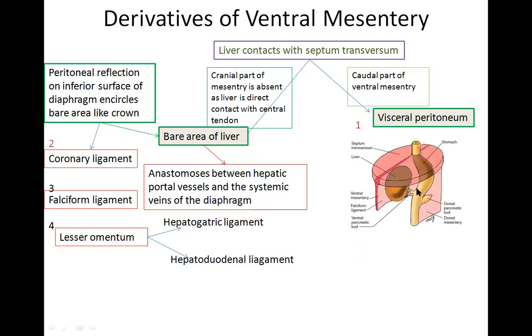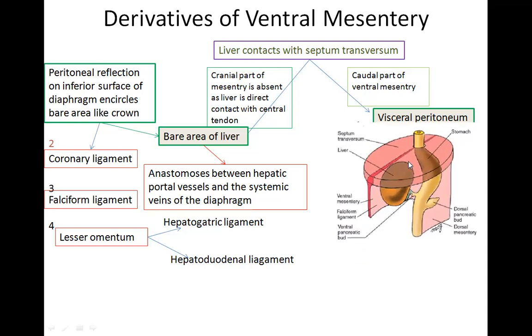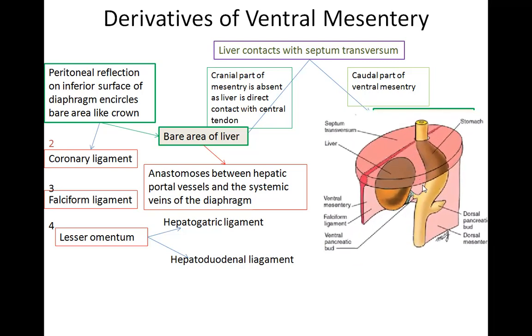So over here you can see this one is the developing liver, this one is the falciform ligament, this is the part which is coming in close contact with the septum transversum. This one is the ventral mesentery. So cranial part will be the gastric part, the caudal part will be the hepatoduodenal part.